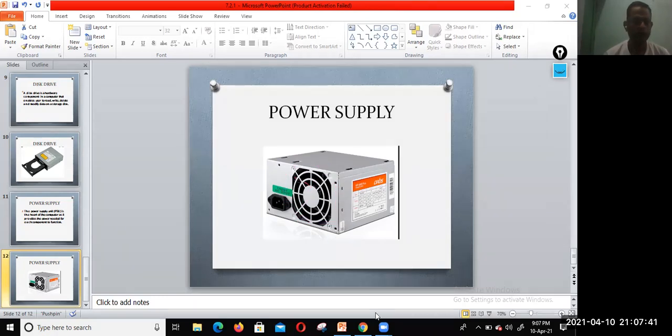So I hope that you are able to understand the points which I explained: RAM, ROM, disk drive, and power supply. Power supply is also known as SMPS, the switched mode power supply.